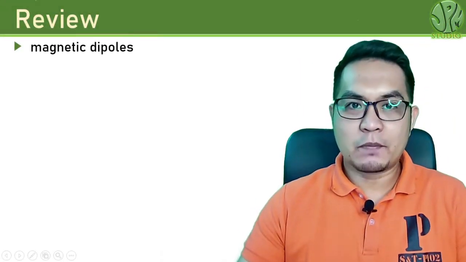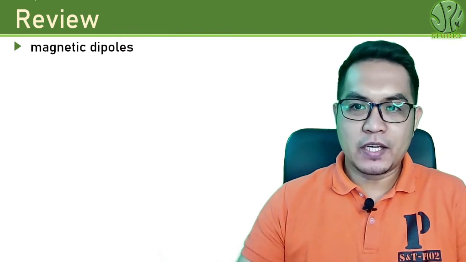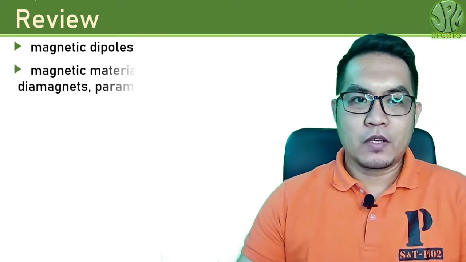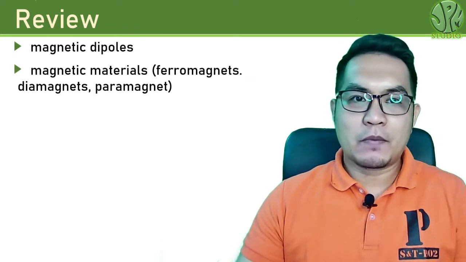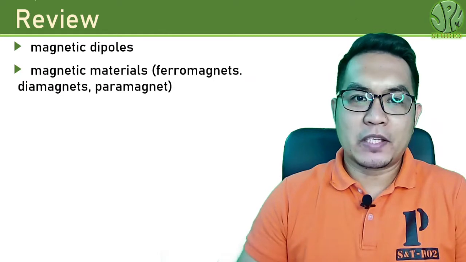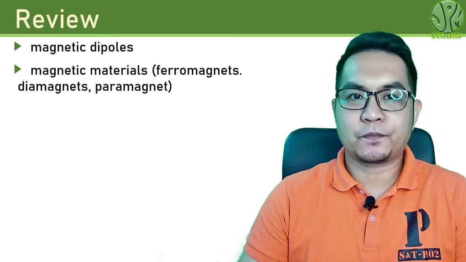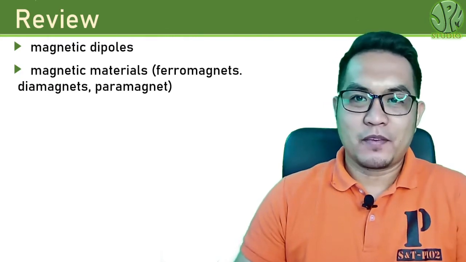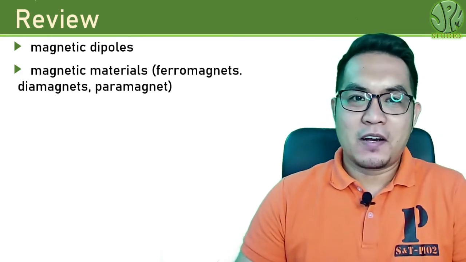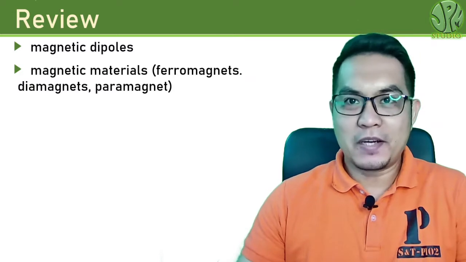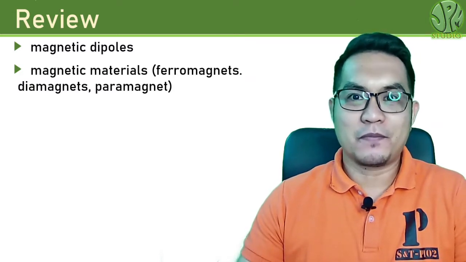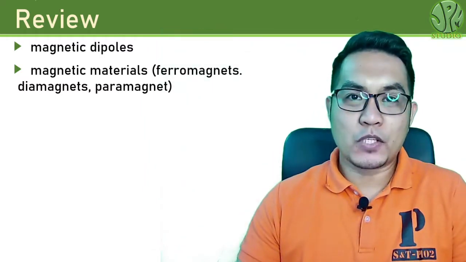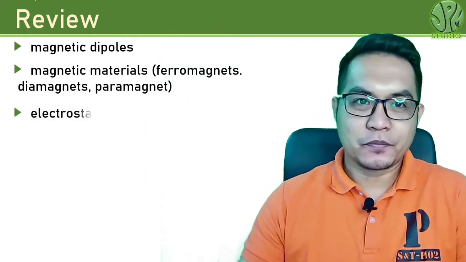We have discussed magnetic dipoles in the previous chapter. We also have discussed different types of magnetic materials. We have ferromagnets, diamagnets, and the most common, your everyday object, paramagnets. So our bodies are paramagnets, and virtually anything that you see will most likely be a paramagnet.